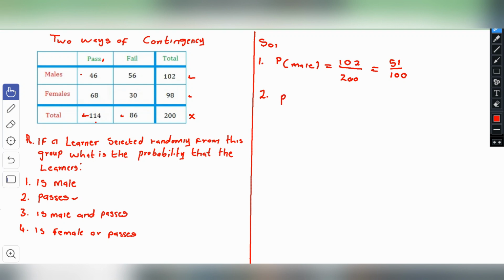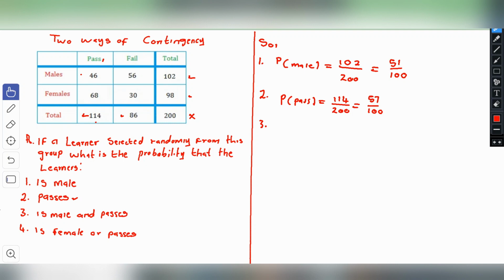So the probability of the learners who pass is equal to 140 divided by the total number of learners, which is 200, right? Which is going to give us 70 all over 100, right? Therefore, we are done with the second question.